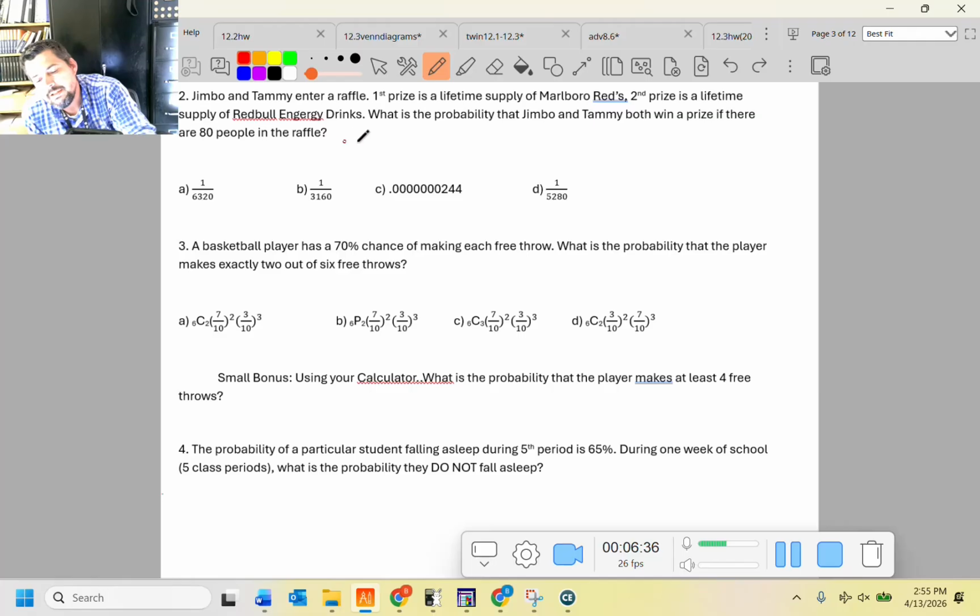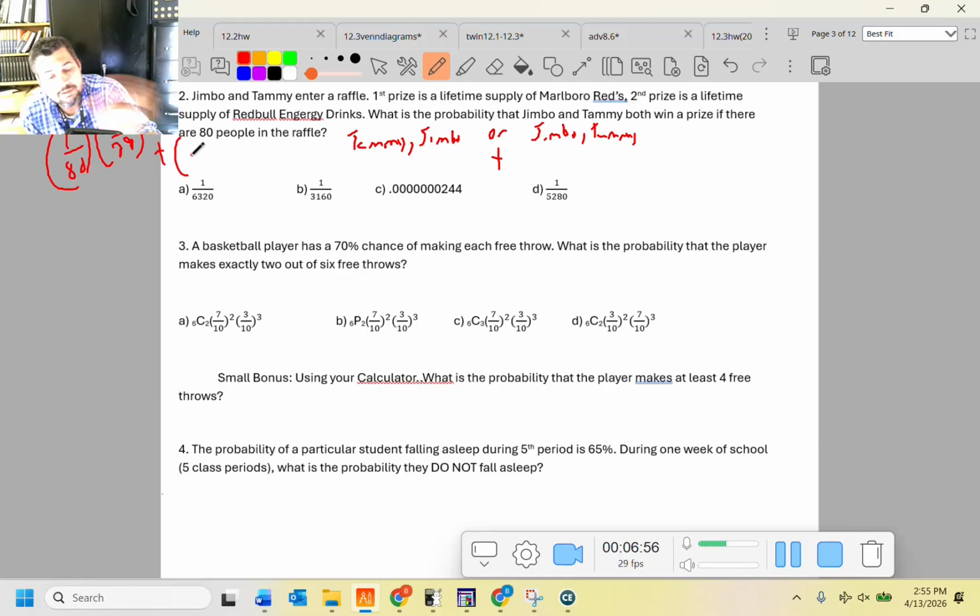So the deal is it could be Tammy followed by Jimbo, or, which means add, Jimbo wins and then Tammy wins. So the probability of Tammy getting first is 1 in 80. I take it as pulled. Now it's 1 in 79. And the probably, or, because or means add, we do the same thing again.